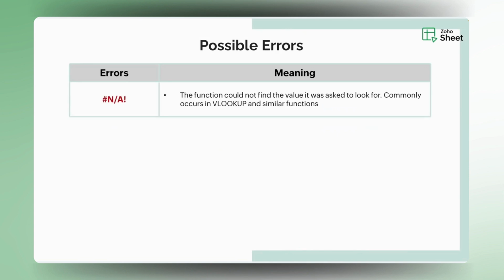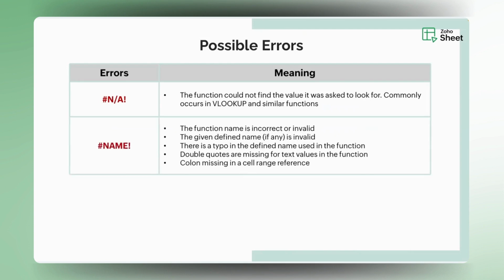Starting with the not available error. This occurs when a function, like VLOOKUP, can't find the value it's searching for. Followed by the name error. This happens if the function name is incorrect, if there's a typo, or if double quotes are missing for text values. Also, a colon might be missing in the cell reference.